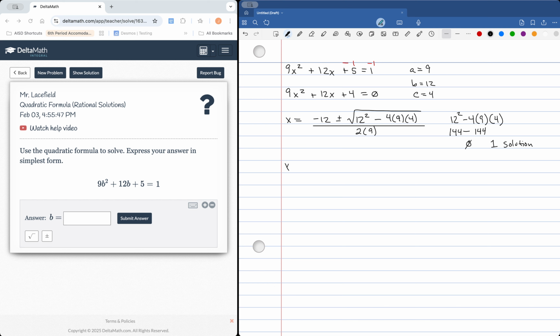So if we set this up, it's x equals negative 12 plus or minus the square root of 0 over 18. Well, the square root of 0 just goes to 0, so this becomes negative 12 plus or minus 0 over 18. And if you add 0 or subtract 0 from negative 12, you still get negative 12. So this is why we say there's only one solution for this quadratic: negative 12 over 18, which just reduces to negative 2 over 3. Negative 2 divided by 3.